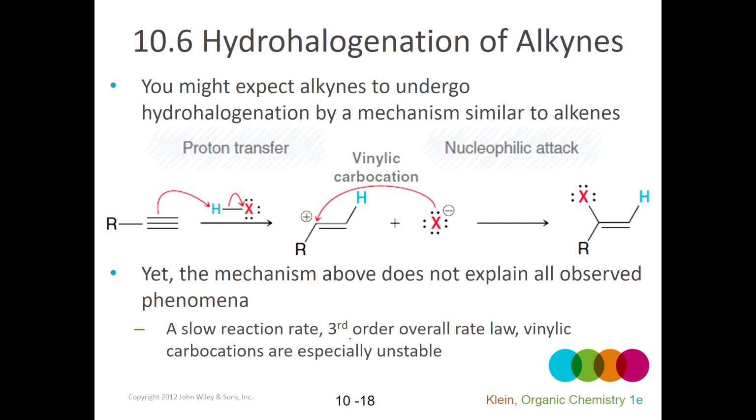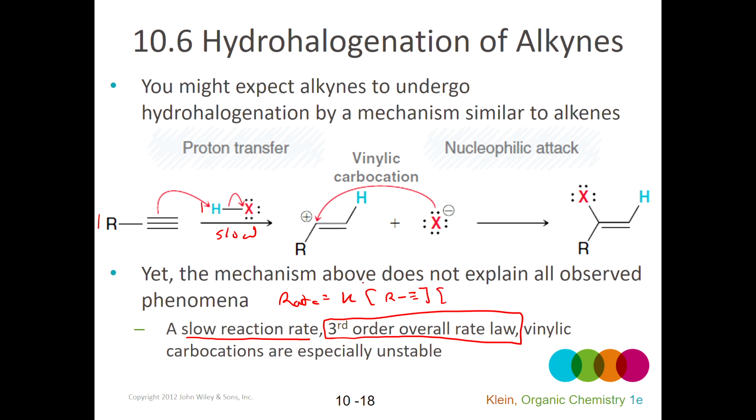The problem with that is threefold. One is the reaction rate is very slow. And that's because it's third order overall rate law. And this is the biggest issue with this mechanism. If this mechanism were correct, if I have one molecule of this colliding with one molecule of this in the slow step, that would end up creating a situation where the rate would be equal to the rate constant times the concentration of one reactant times the concentration of the other reactant.